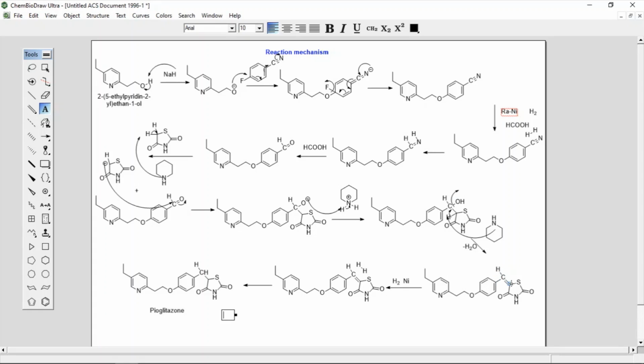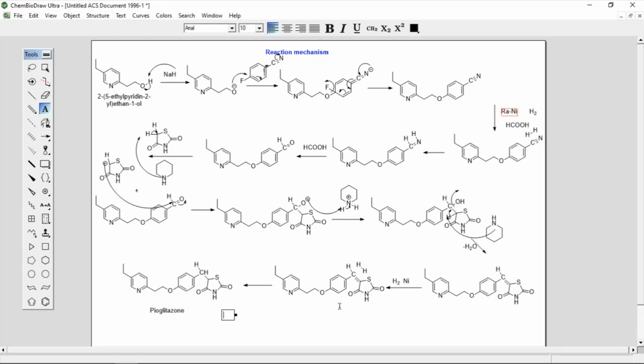Then comes the reduction of this carbon carbon double bond in the presence of H2/Ni. So hydrogen adds to this carbon carbon double bond, and you will get the final product, and the name of this final product is pioglitazone. This pioglitazone is used to control blood sugar level in patients with type 2 diabetes, and pioglitazone is used either alone or in combination therapy with metformin or glibenclamide.